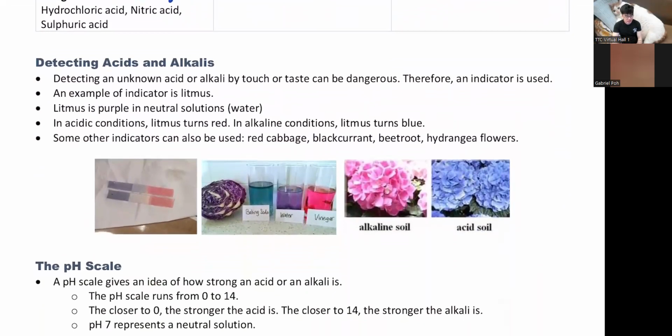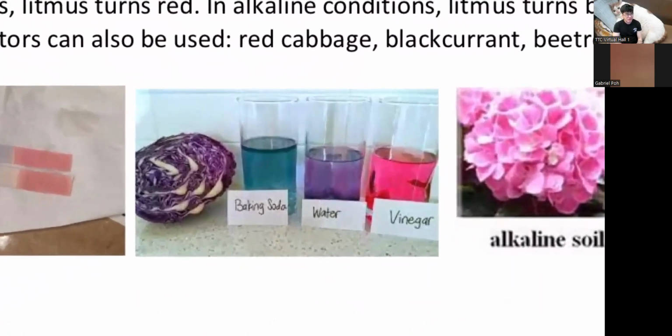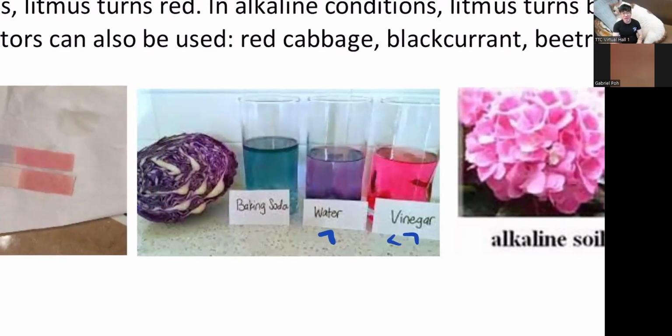Okay, some natural indicators, as you see in the picture here. What is this? This is your purple cabbage juice. Since the name says purple cabbage, they look purple in neutral. This is pH 7. When they go acidic, less than 7, which is like vinegar, they turn pink. And when you add baking soda, which is more than 7, which is alkaline, they will turn blue. So you see, this is like a natural indicator.